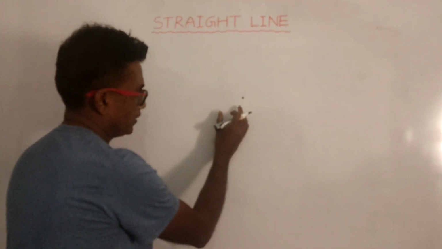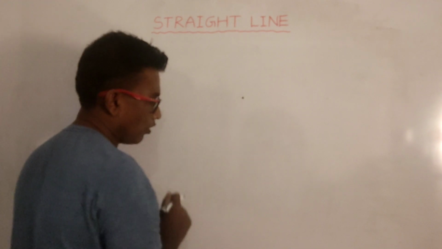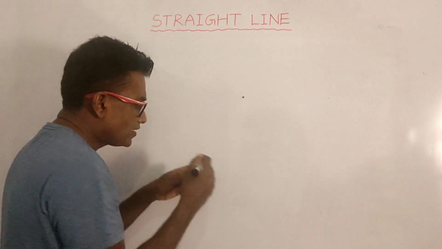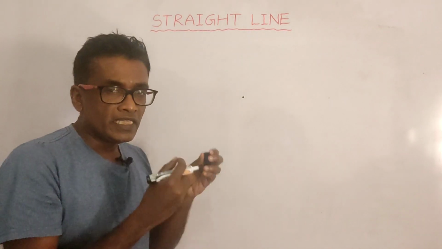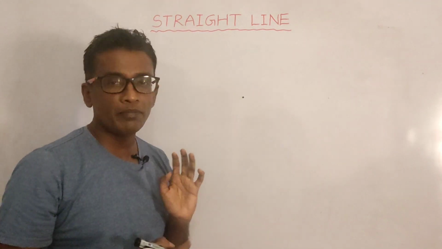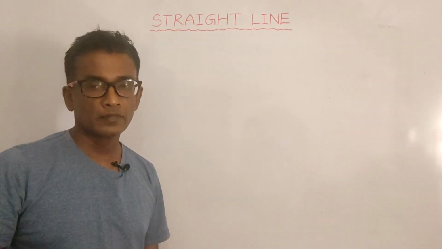What is a point? A point is a geometrical object which has no length, no width or height. It is simply a location in space. Okay, so we assume all geometrical objects are made of points.